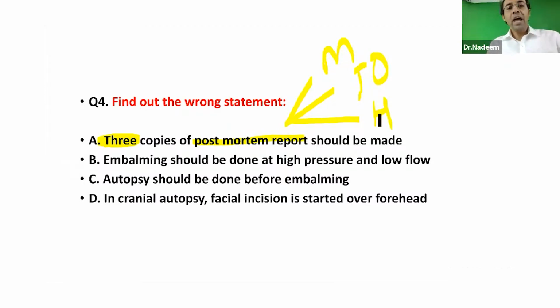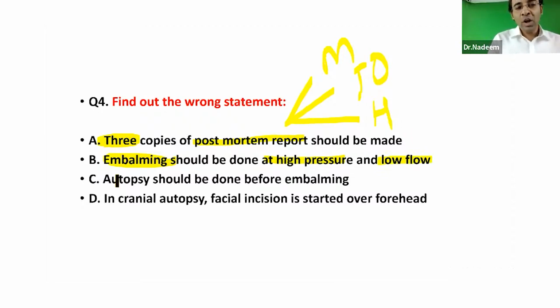Embalming means what? The meaning of embalming is artificial preservation of the dead body. The dead body you see in your anatomy lab is after embalming only. What is another name of embalming? It is called thanatopraxia. Very good. It should be done at high pressure and low flow. Yes, this is also a right statement.